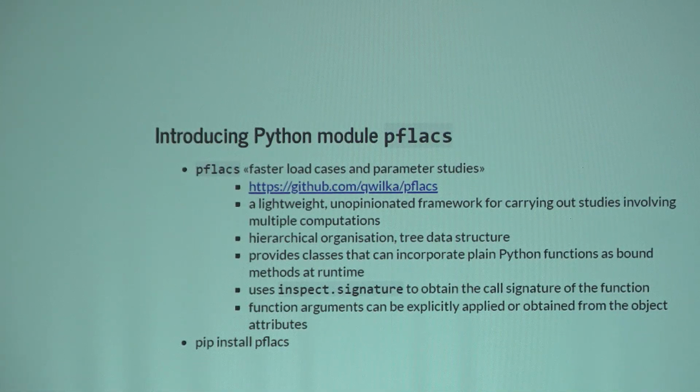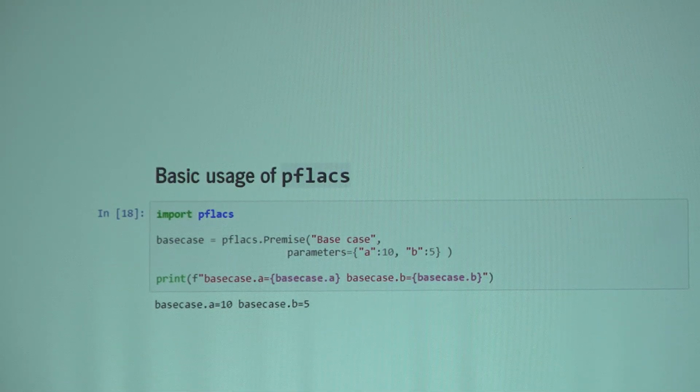Introducing my module pflacs. It stands for Fast Load Cases and Parameter Studies, free format, it's not in order. That's the GitHub repository for it. It's a lightweight, unopinionated framework. So what I'm trying to do is use my own functions and other people's functions with my objects. And I want to do it in a lightweight and unopinionated way. In other words, I don't want to have to modify your functions to do this. And as I mentioned, I'm using inspect.signature to help me do this.